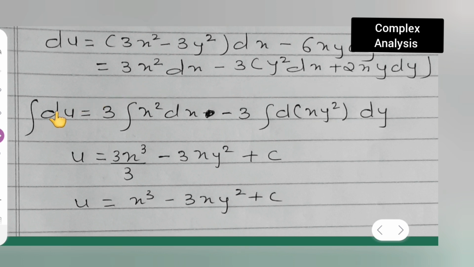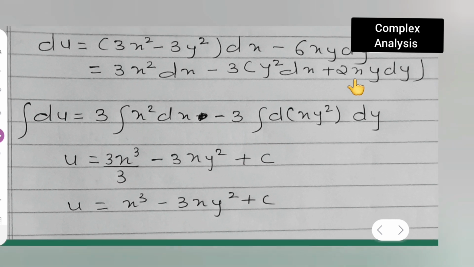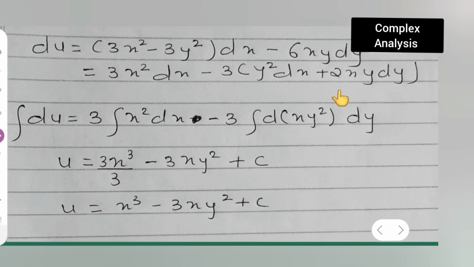So integrate du: take this constant outside, then integrate 3x² dx minus 3 times the integral of y² dx plus 2xy dy. Bring it in this form: if you differentiate xy² with respect to x, you will get y², and if you differentiate with respect to y, you will get 2xy dy. So it is d of xy².